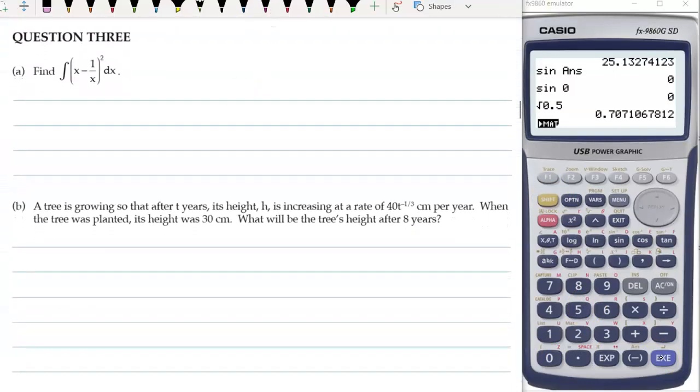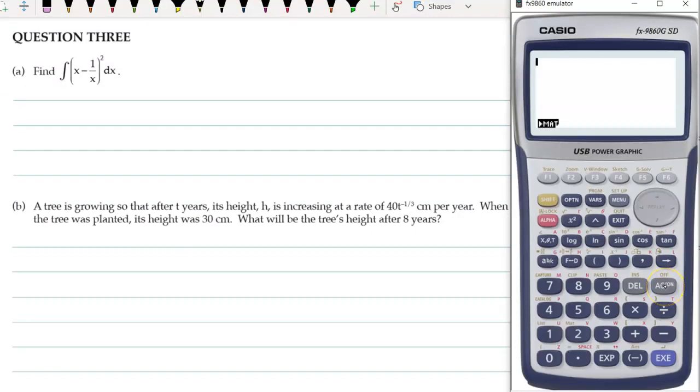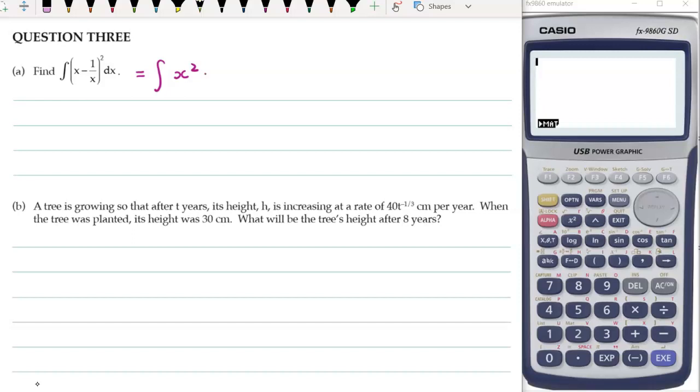Okay, question 3. We can't integrate this first one as it is, so let's expand that bracket. So we've got a double bracket, we've got x squared minus, the middle term will be x times 1 over x, so that would just be a 1, but that happens twice. We have 2 of them for the middle terms.